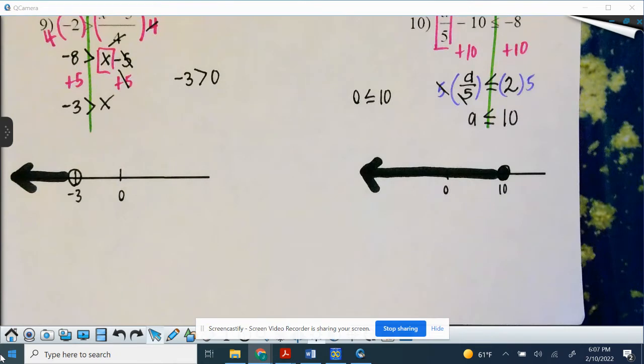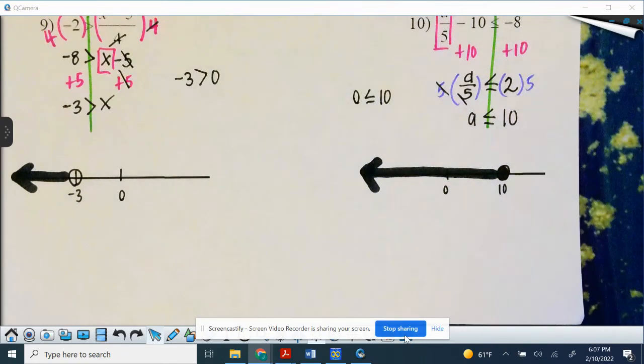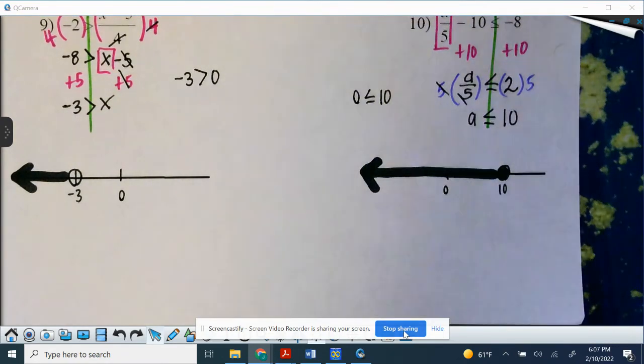All right, great job on two-step inequalities, guys. Hang in there. Inequalities, remember that golden rule. If you divide or multiply by a negative, you're going to have to flip your sign. I don't think we did it at all this time. No division or multiplication by a negative, but it will come. So remember, divide or multiply by a negative, flip the sign.